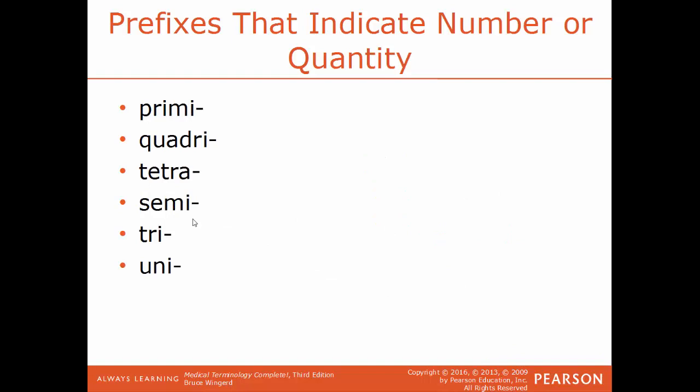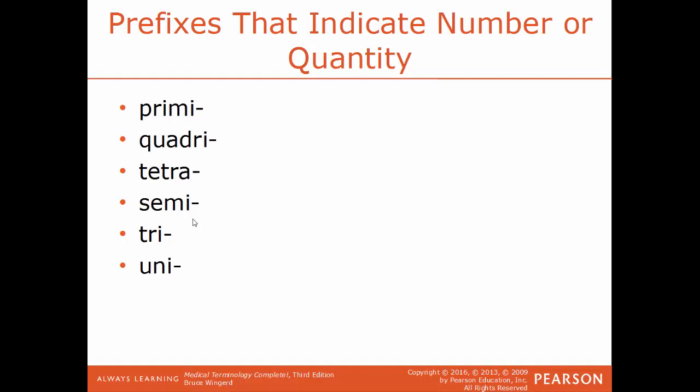Alright, some other prefixes that indicate quantity or number. Primi means one. Think of primary. Primary means the first. Quadri means 4. A quadriplegic is someone who has paralysis in 4 limbs. So quad means 4. Tetra also means 4.